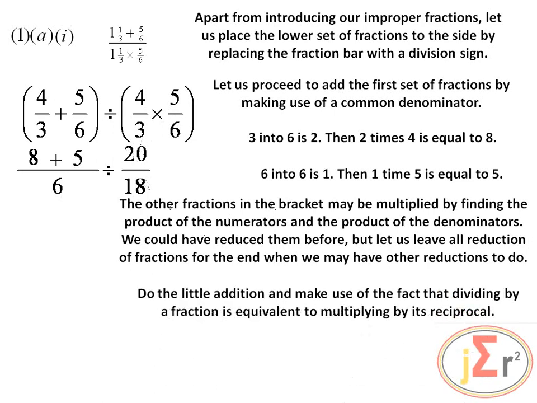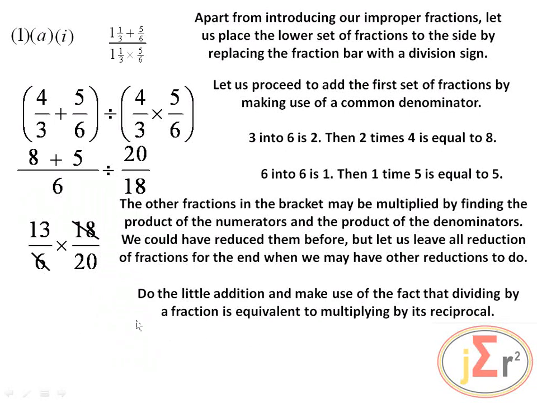Do the little addition and make use of the fact that dividing by a fraction is equivalent to multiplying by its reciprocal. So 8 plus 5 is 13 over 6, and we will make use of the fact that dividing by a fraction is the same as multiplying by its reciprocal. So do the reciprocal, or invert, right there.